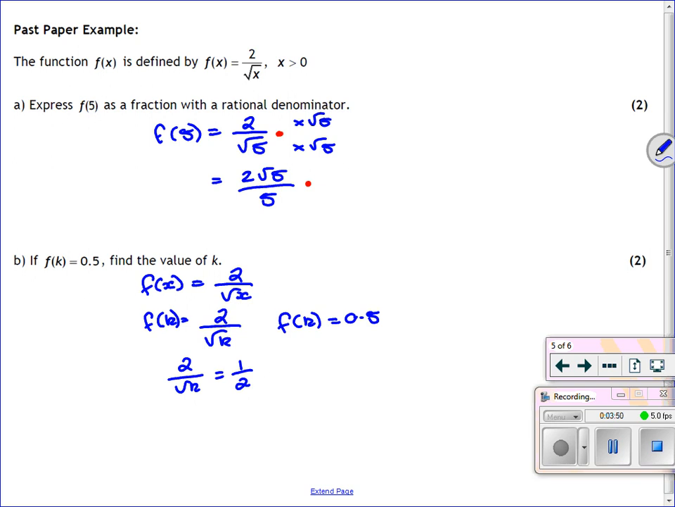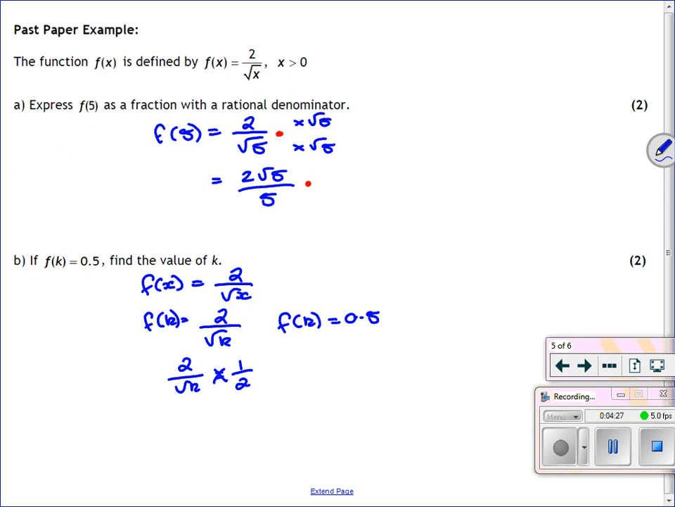This question was in a non-calculator paper, so part of the skills involved would be you recognising 0.5 as a half and then using that to help you find the value of k. Okay, so what we're going to do here is just solve the equation. So we can either multiply both sides by root k, then multiply both sides by 2, or we can just look at it as fraction equals fraction. We can just go ahead and cross multiply.